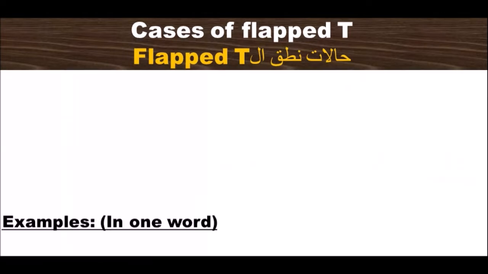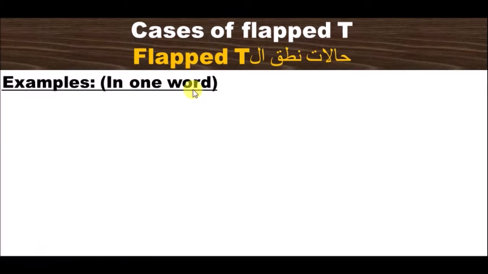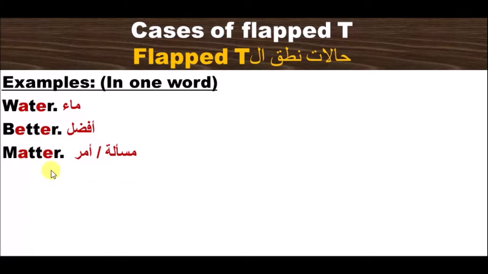Right now, guys, we are going to take some examples about the flapped T when it comes in one word. And of course, as we said, it must come between two vowels. Word number one, and it's one of the most famous vocabulary when it comes to the flapped T, it's water. Water. Some people say water, so you can make it like light D or R sound. Better, or you can say better. What else? You can try in this word. Excellent, yeah, matter. Matter.